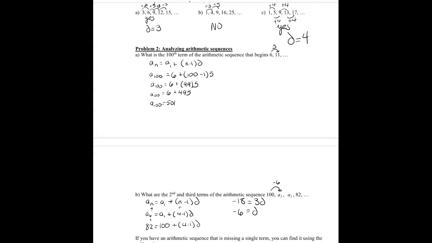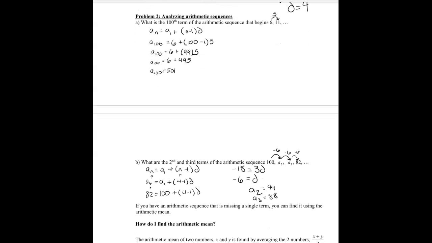So subtracting 6, I should get a sub 2, which should be 94, and then subtracting 6 again, I should get 88 for a sub 3. And then subtracting 6 again, I should get that 82, which means that I found the right numbers.